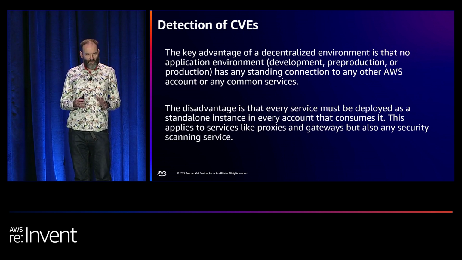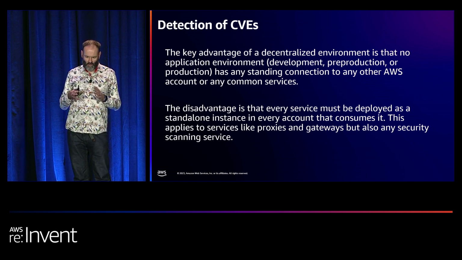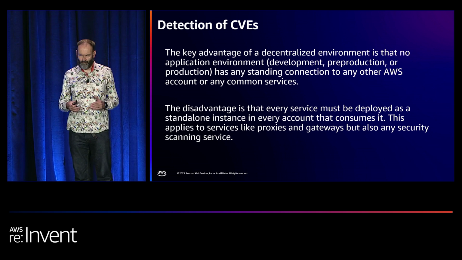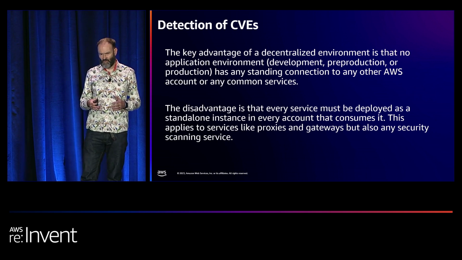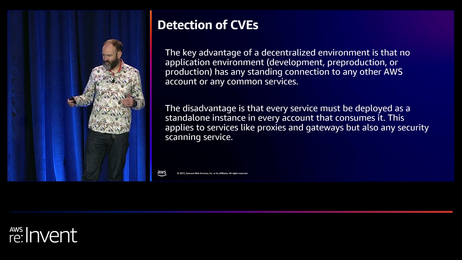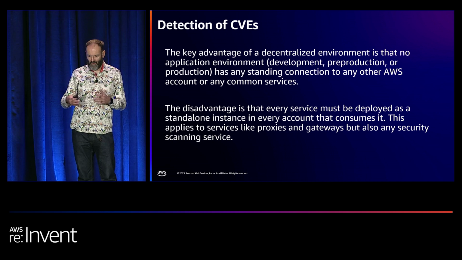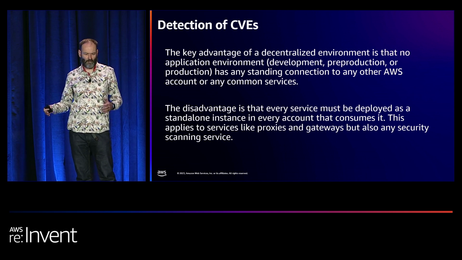So the way we do this across these 1,800 accounts is that no AWS account has any standing connection with any other AWS accounts. They are all separate islands. And this is fantastic from a security point of view. It means that any attack on any environment cannot laterally traverse anywhere else. It can't hop from development to pre-production to production.